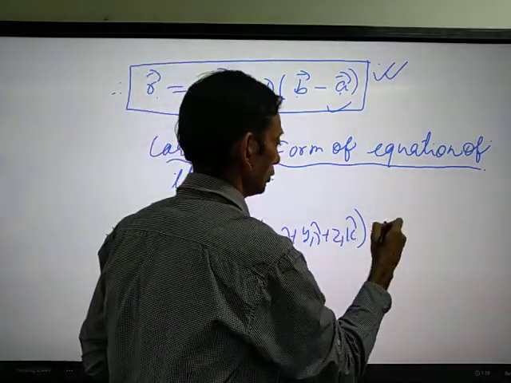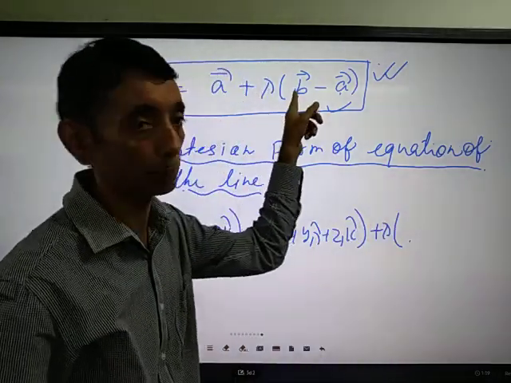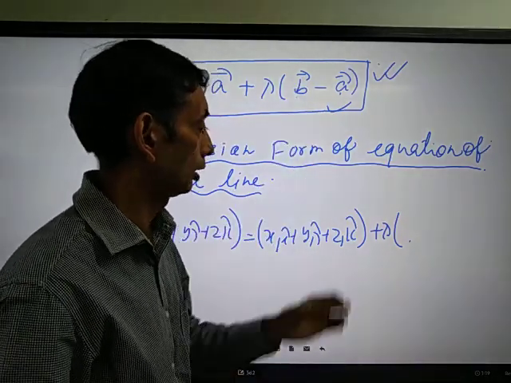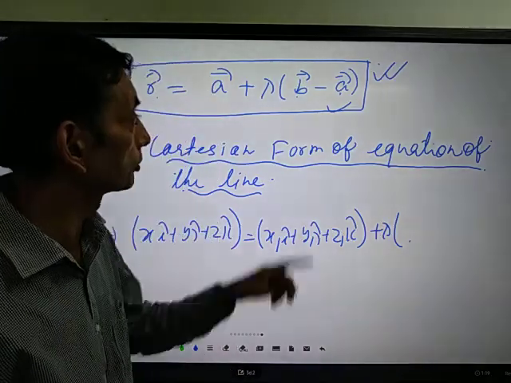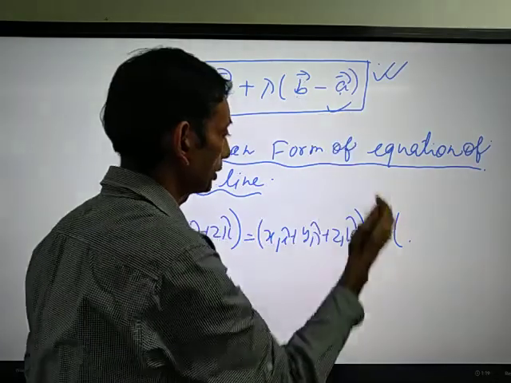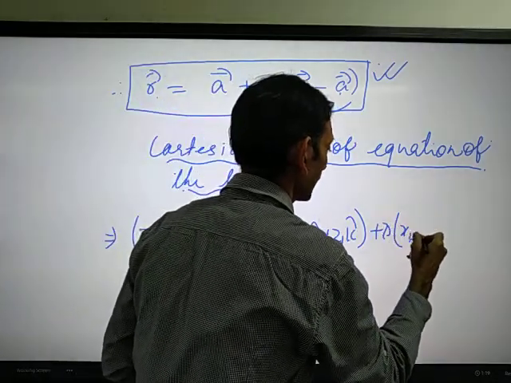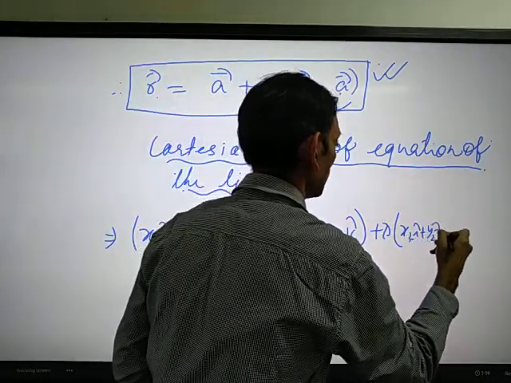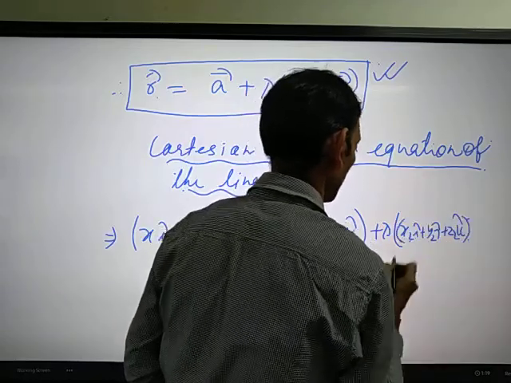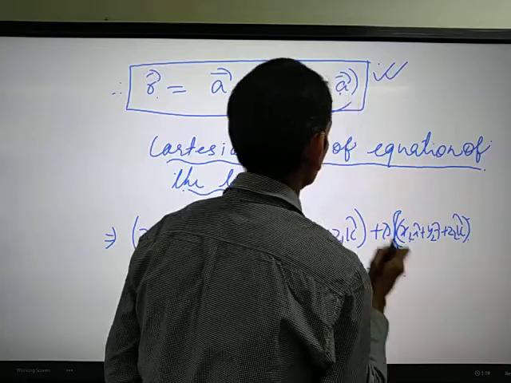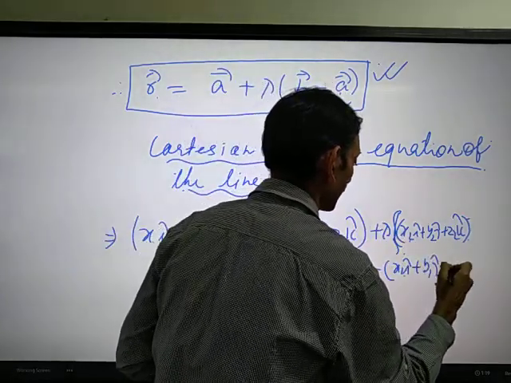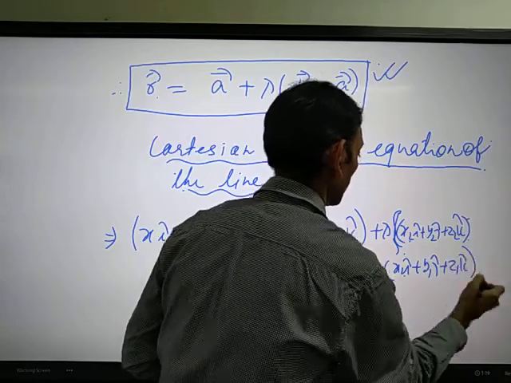Now lambda b. Small b is the position vector of the second point B, whose coordinates are x2, y2, z2. So therefore b can be written as x2 i cap, y2 j cap, and z2 k cap. Minus a, which can be written as x1 i cap, y1 j cap, z1 k cap.